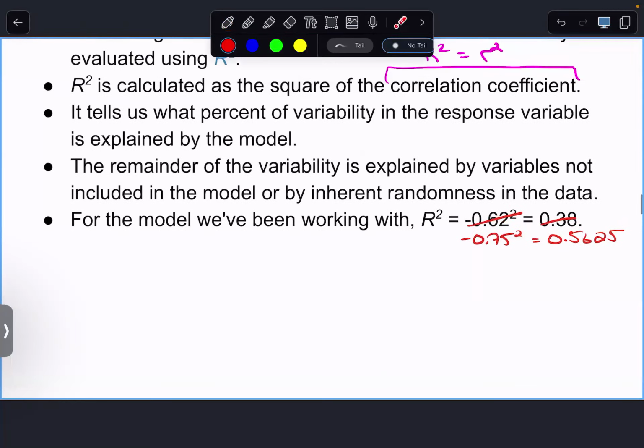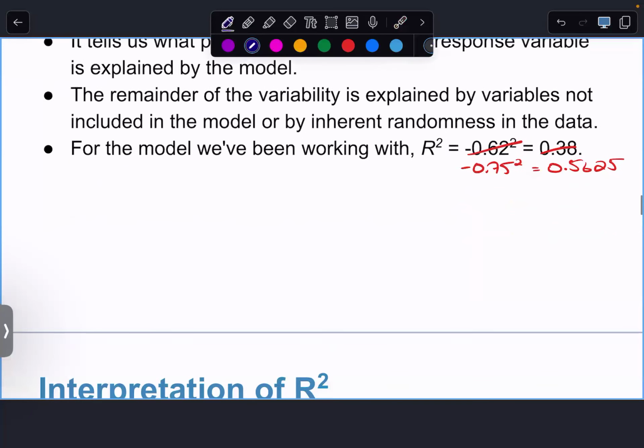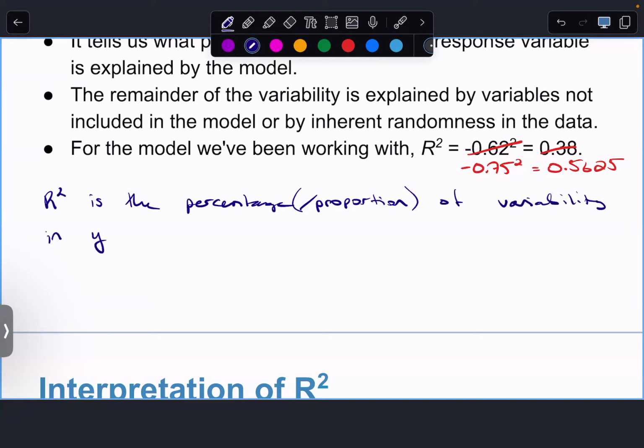Yikes. And so for us, R squared is the percentage or the proportion. They're the same, right? We've got those two linked up in our minds. And so R squared is the percentage or the proportion of variability in Y explained by the least squares regression line on X.